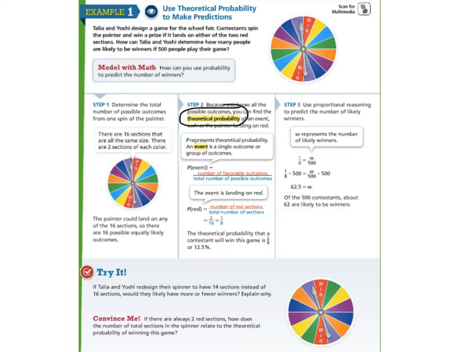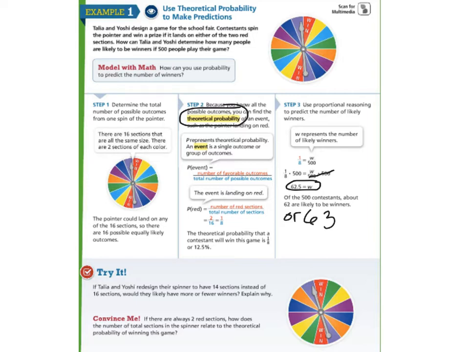In this case, to solve this proportion, you can multiply both sides by 500. Those two cancel out on the right side of that equation, and the left side becomes 1/8 times 500, which is 62.5. In other words, out of 500 contestants, about 62 or 63 are likely to be winners.